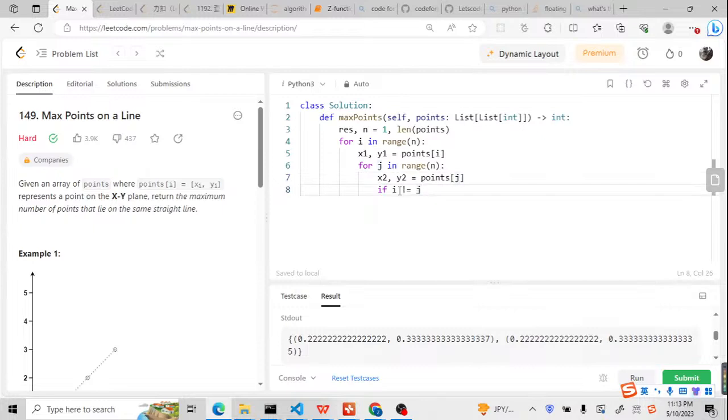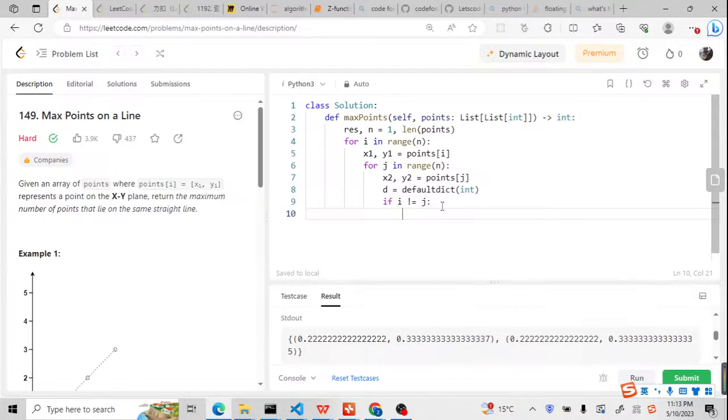Now we need to check if they are not equal, but we also need to define a dictionary, because for each for loop inside, we need to check the maximum value. So the dictionary will be a defaultdict, and it would be an int inside. So if i is not equal to z, we need to put it inside our result, put it inside the dictionary.